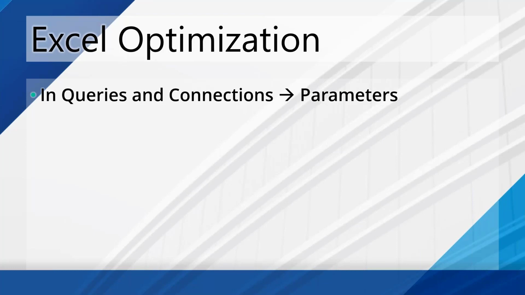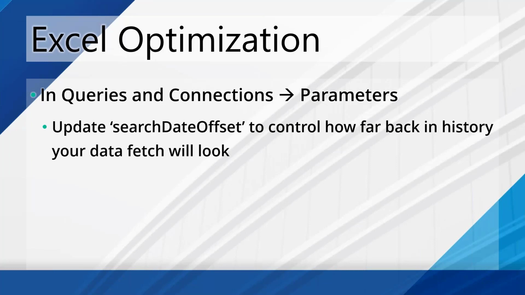In the queries and connections, in that parameters collection, you can actually update how much time you want to go, how far back in history there is. There's a search date offset parameter, and if you modify that, you can change if it's going 60 days, 180 days, 30 days, 1 day, whatever you want. You can change that to whatever number you feel is appropriate.